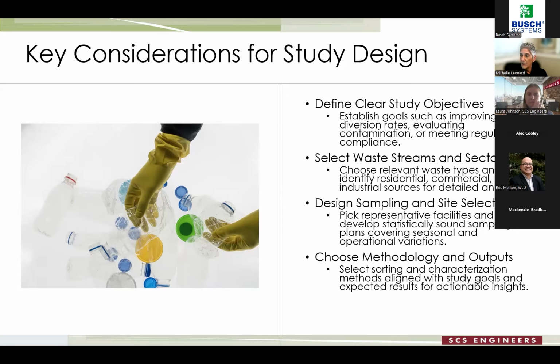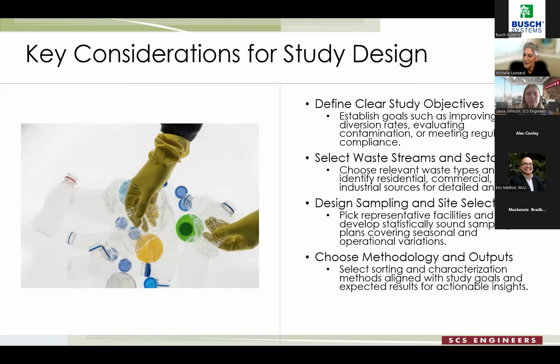Another critical component is the sampling and site selection. So you want to make sure that you get samples from representative facilities in your region. Those could include landfills or transfer stations or material processing facilities. But you want to get a statistically sound sampling from each of those so you represent the entire region that you're sampling for, whether it's a city or a county, or in some cases, we've even done these on a statewide basis.